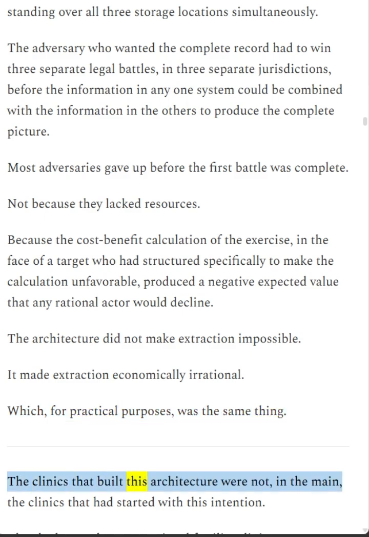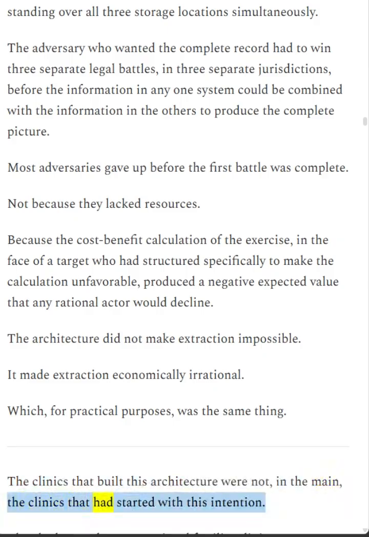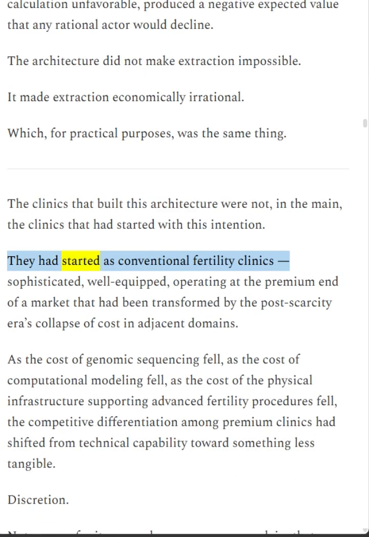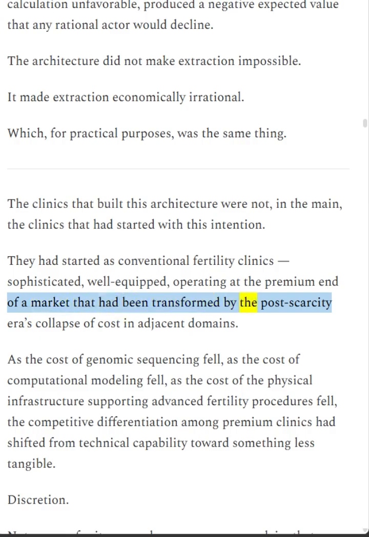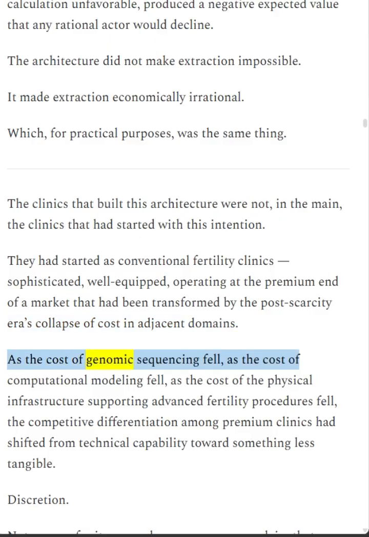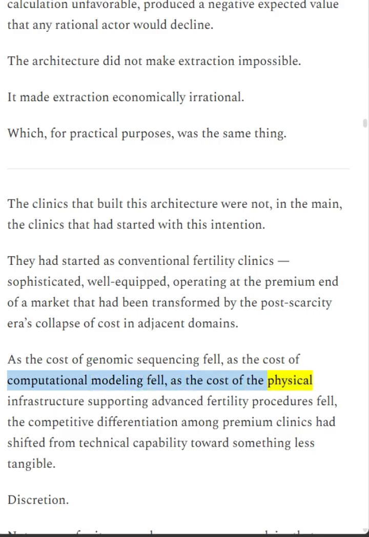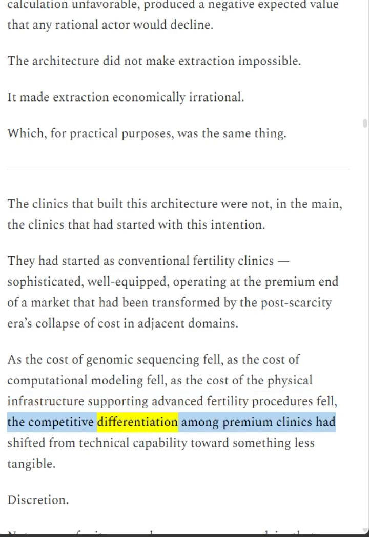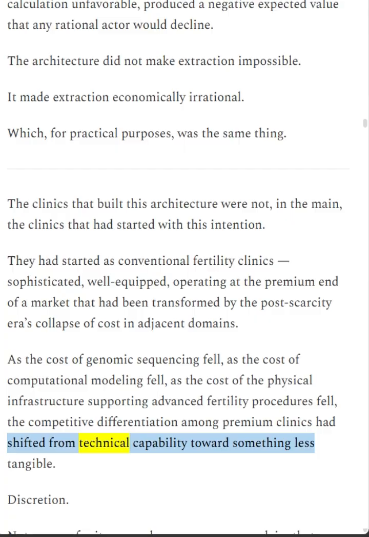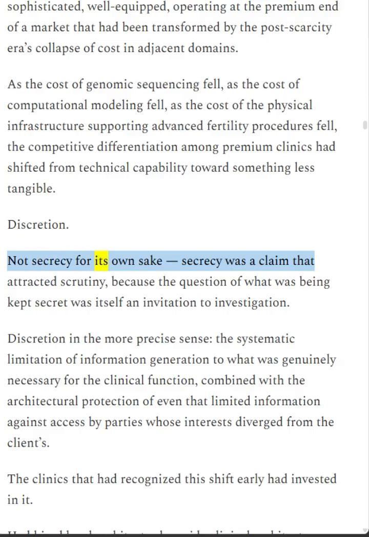The clinics that built this architecture were not, in the main, the clinics that had started with this intention. They had started as conventional fertility clinics, sophisticated, well-equipped, operating at the premium end of a market that had been transformed by the post-scarcity era's collapse of cost in adjacent domains. As the cost of genomic sequencing fell, as the cost of computational modeling fell, as the cost of the physical infrastructure supporting advanced fertility procedures fell, the competitive differentiation among premium clinics had shifted from technical capability toward something less tangible. Discretion. Not secrecy for its own sake.